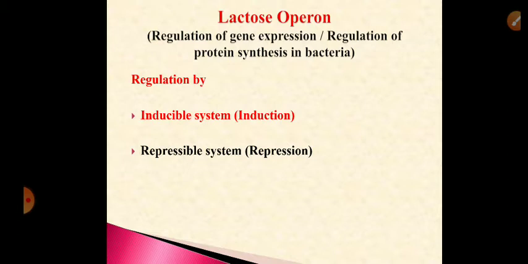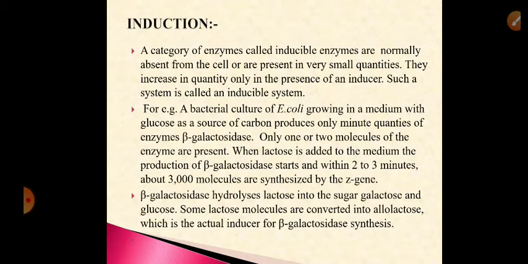So Lac Operon is regulated by inducible system or induction, and repressible system or repression. We are going to study today the regulation of gene expression by induction and by repression. Let us first discuss what is induction. There is a category of enzymes called inducible enzymes. These are normally absent in the cell, or present in very small quantities. They increase in number only in the presence of an inducer. Such a system is called inducible system.